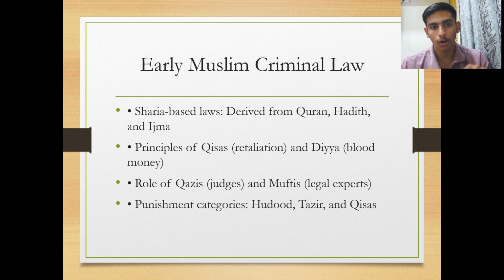Then next is the Muslim criminal law, where we know there are two sects, and Sharia based laws derived from the Quran, Hadith and Ijma were followed in the Muslim criminal era. Then the principles of Qisas and Diya, not Divya, Diya, which mean retaliation and blood money, which we discussed in detail in the first semester, so I recommend them again. Then what was the judges' role at that time? In our Hindu system we had priests who gave justice, but in Muslim law we had Qazis and Muftis who were legal experts and who gave their verdict.